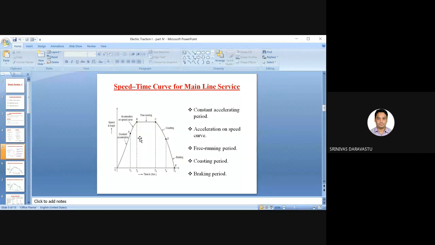This is also known as the notching up period, and it is represented by the portion OA.